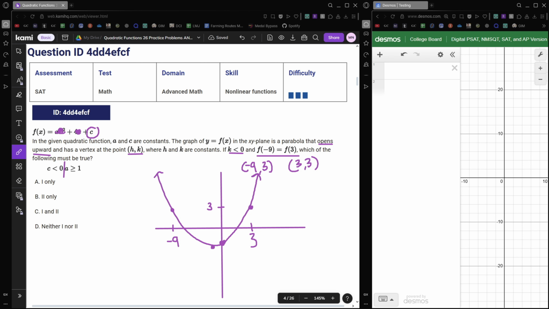It is negative. However, if we were to redraw the graph where it still meets all the requirements that these 2 points must share the same y value, k must be less than 0, and the parabola must open upwards.